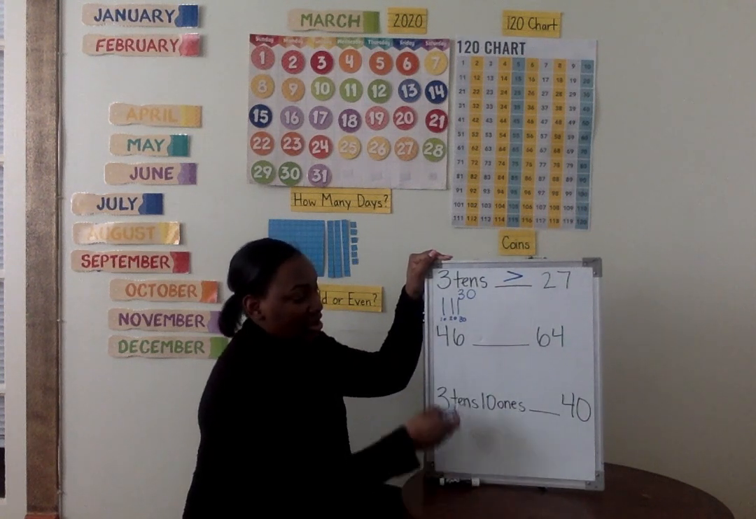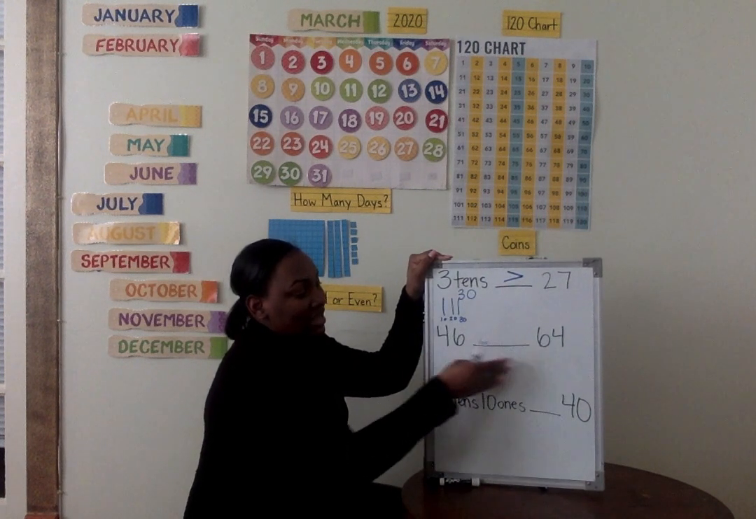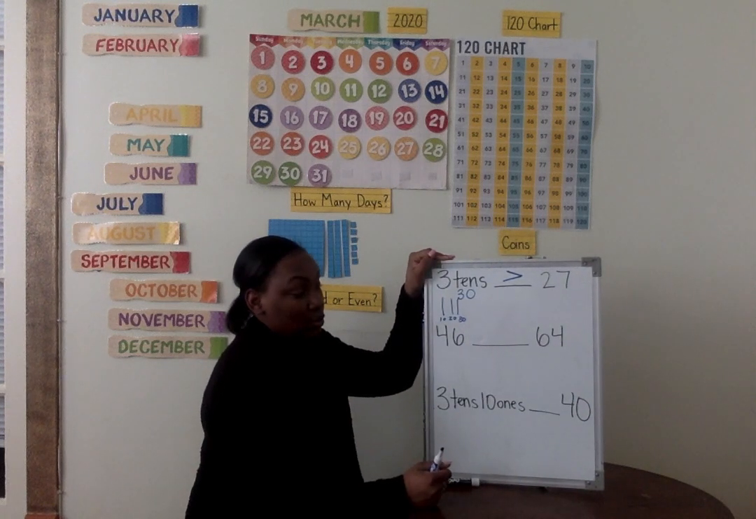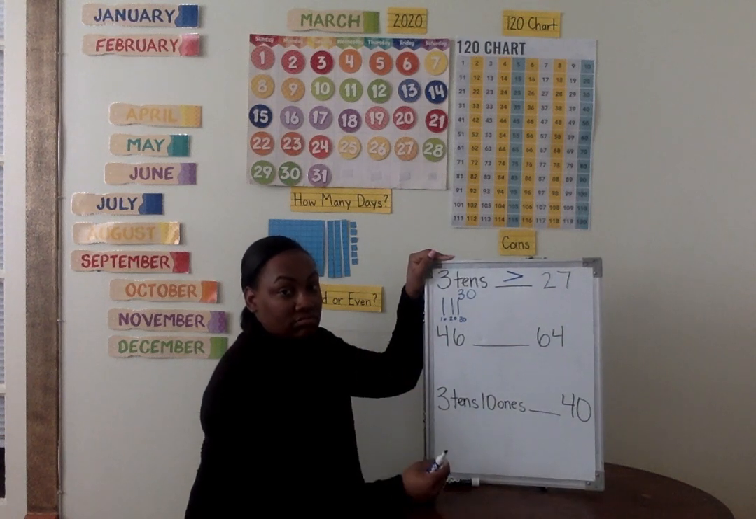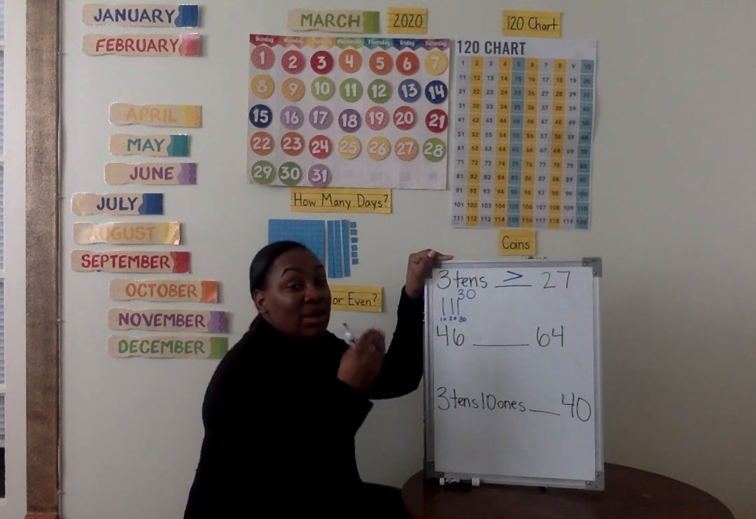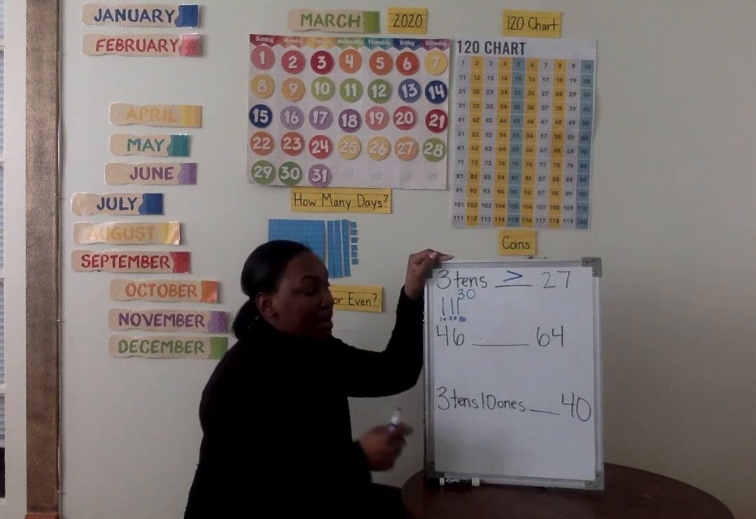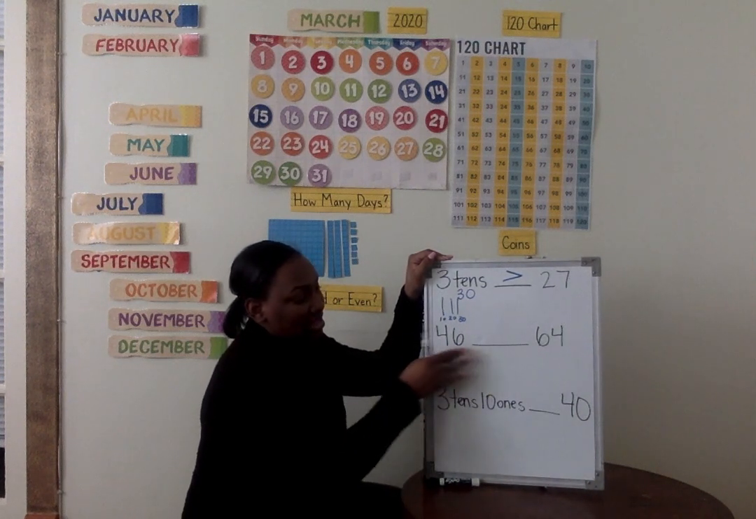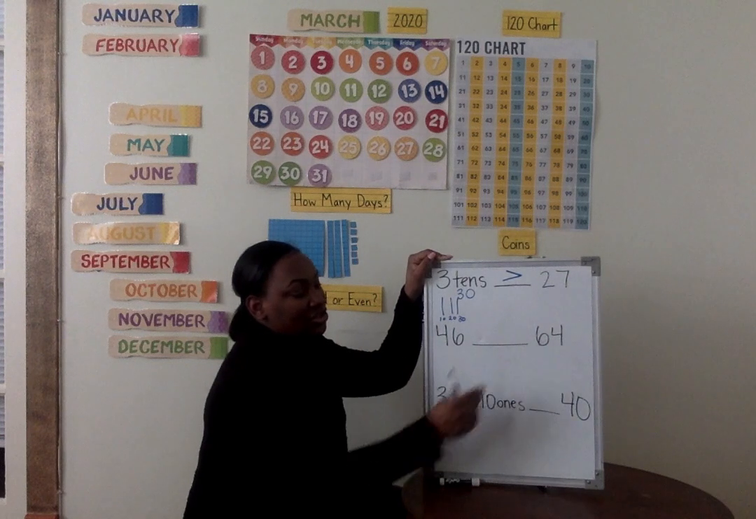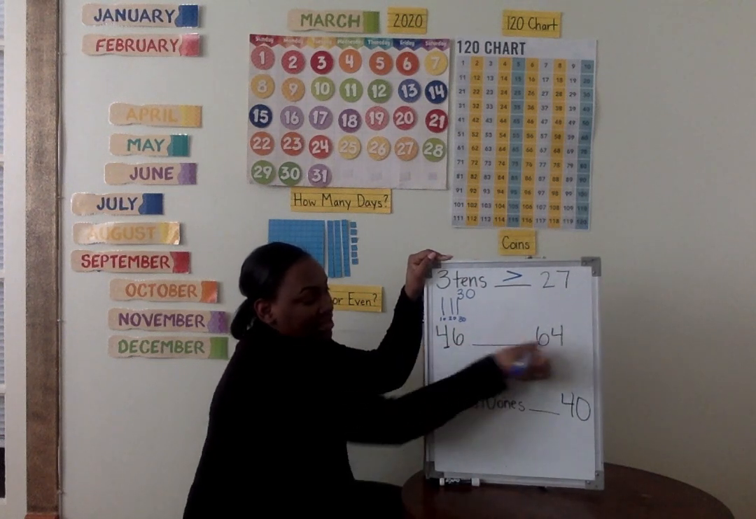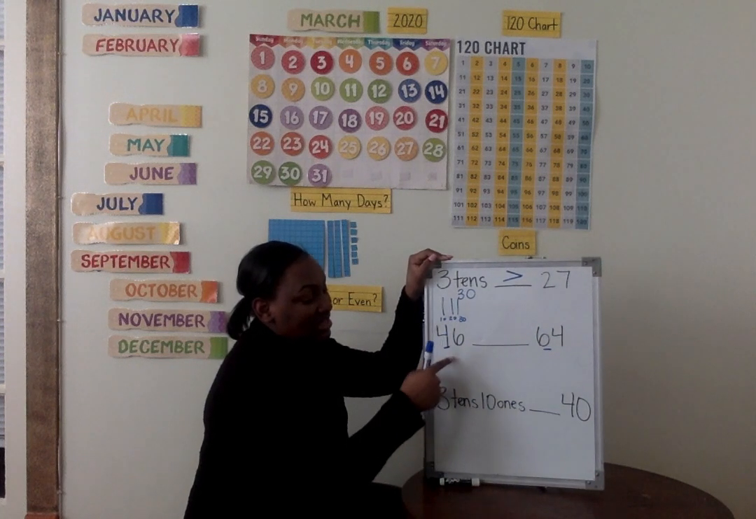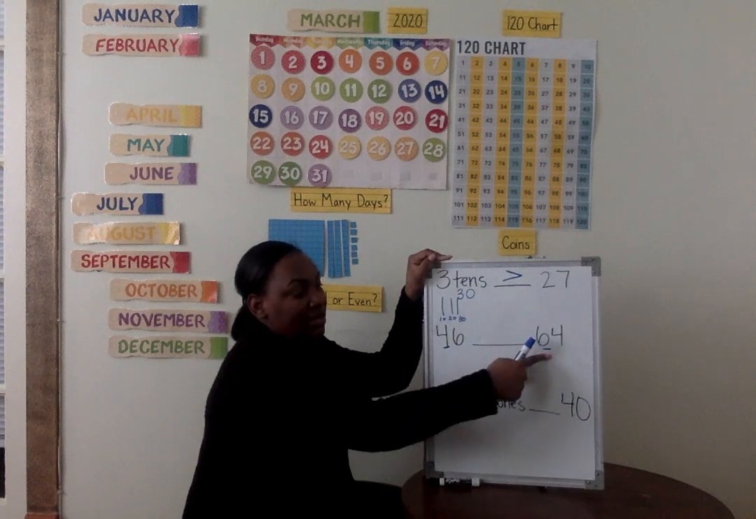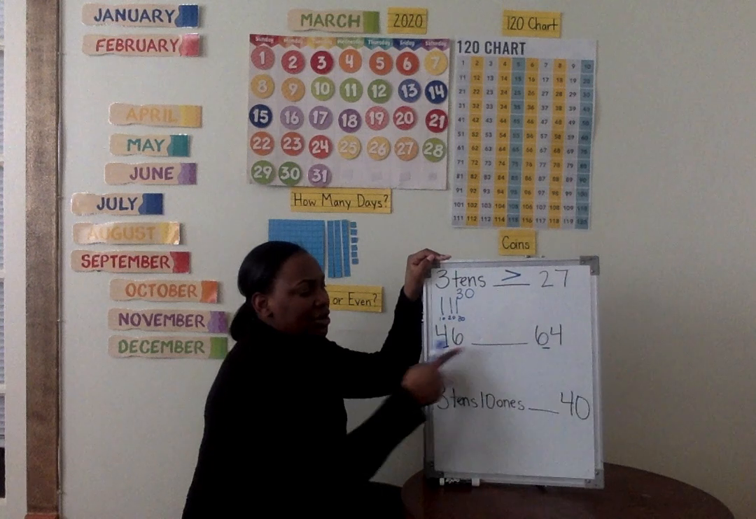Let's try this number. We have 46 and we have 64. Ooh, it's a little tricky. So what does the alligator always want to eat? You're right. He always wants to eat the greater number. These both have the same digits, but they're just switched. So I want to look in the tens place first to see which number is bigger. In the number 46, there's 4 tens, but in the number 64, how many tens are there? 6. Which one's bigger, 4 or 6?